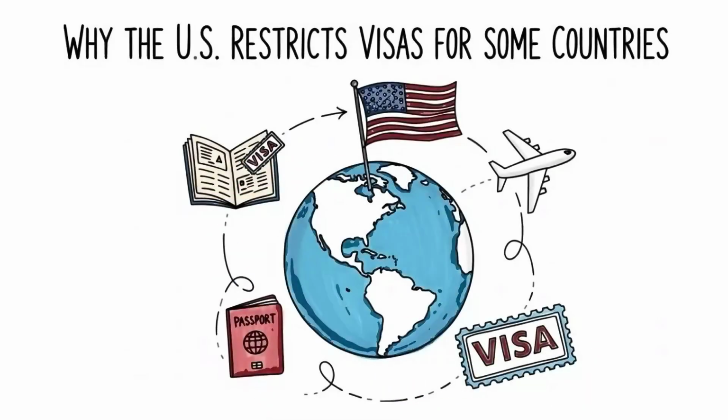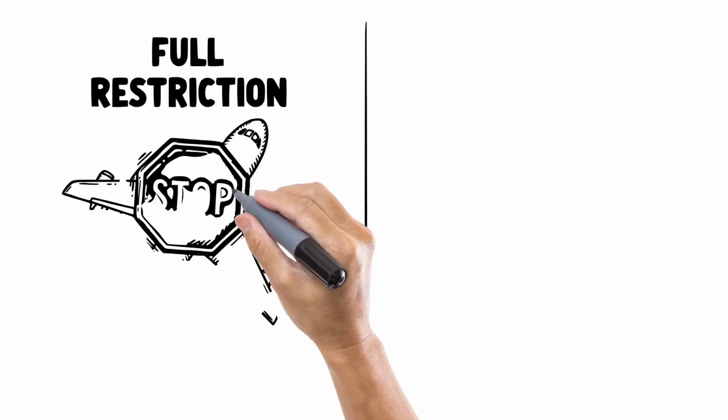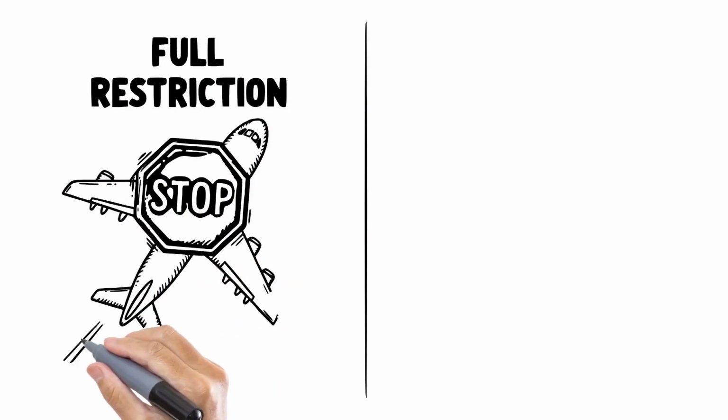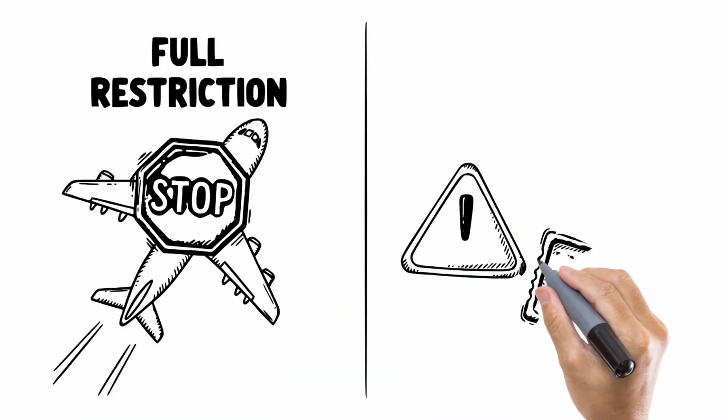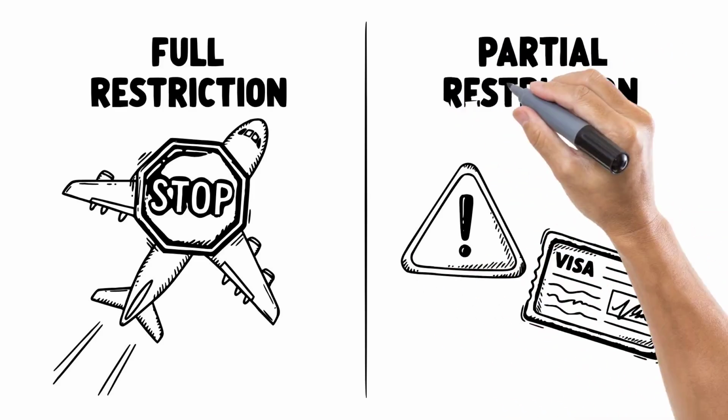and who cannot. There are two major types. Full restrictions block most visas and entry. Partial restrictions limit certain visa types, like tourism or student visas, but don't fully stop travel for everyone.